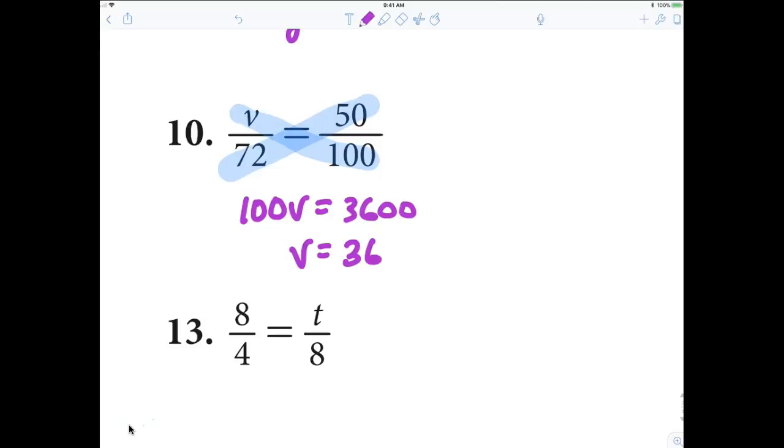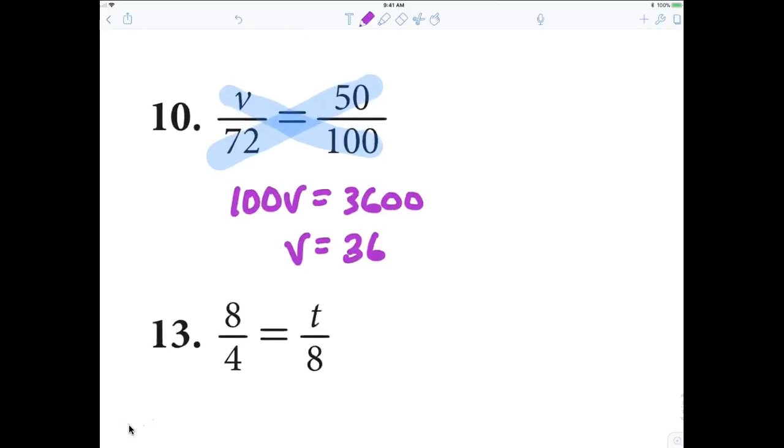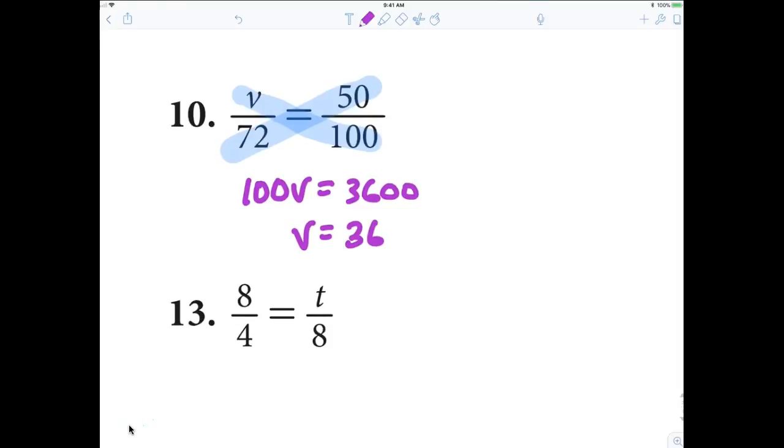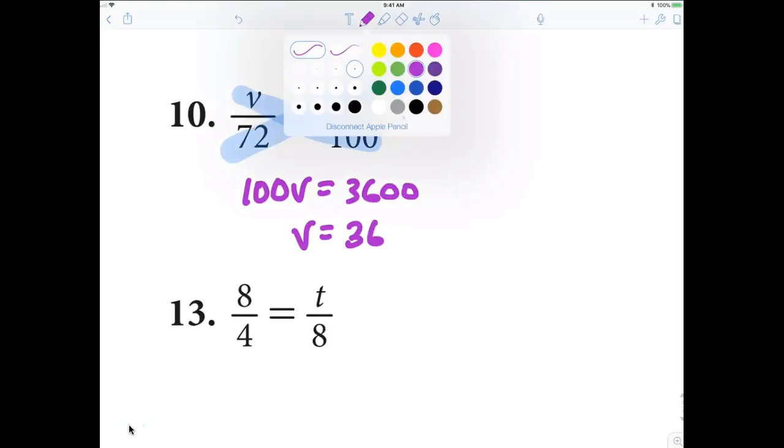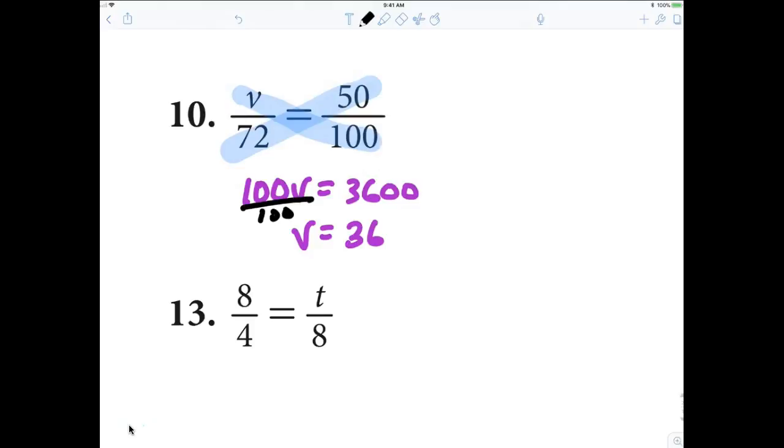What did you divide 3,600 by? The number in front of the variable. Does that make sense? You always divide by the number in front of the variable. In this case, I divided by 100. I would expect that when you divide by 100, you cancel out the zeros.